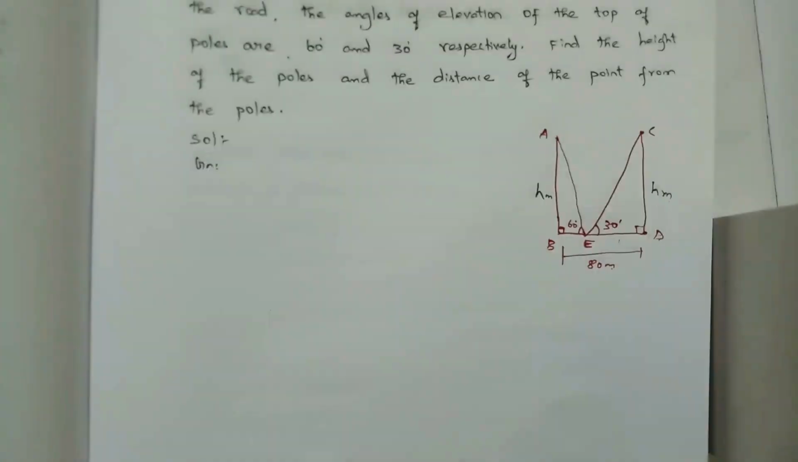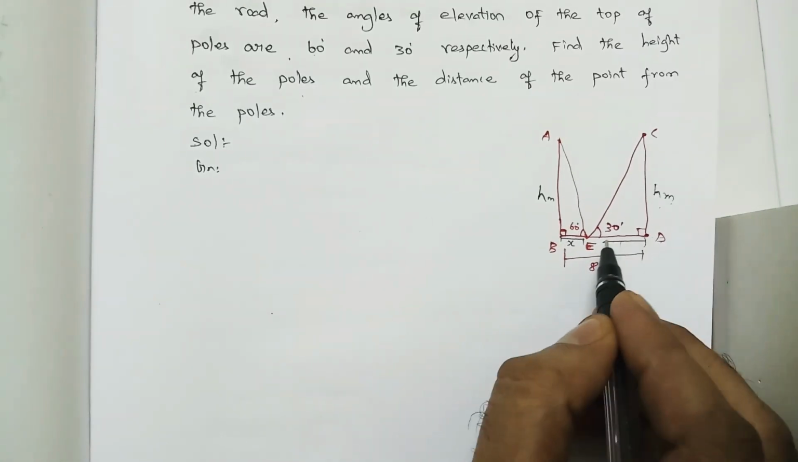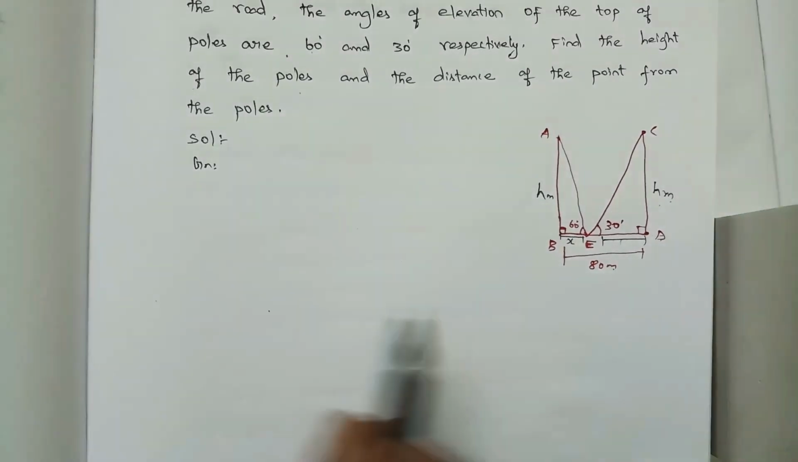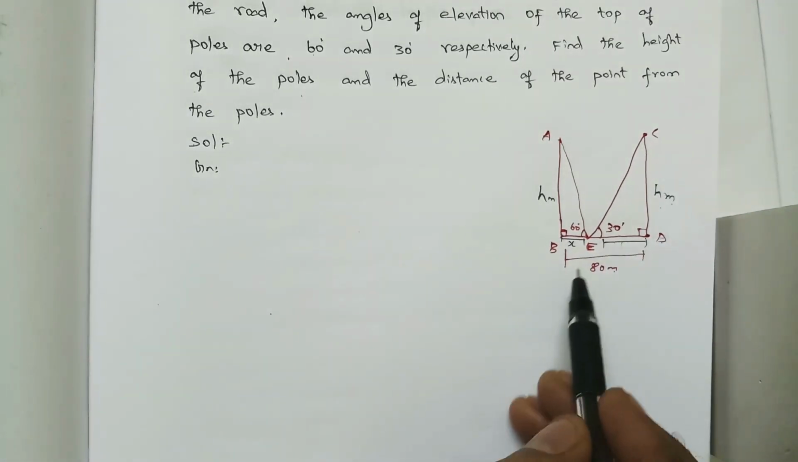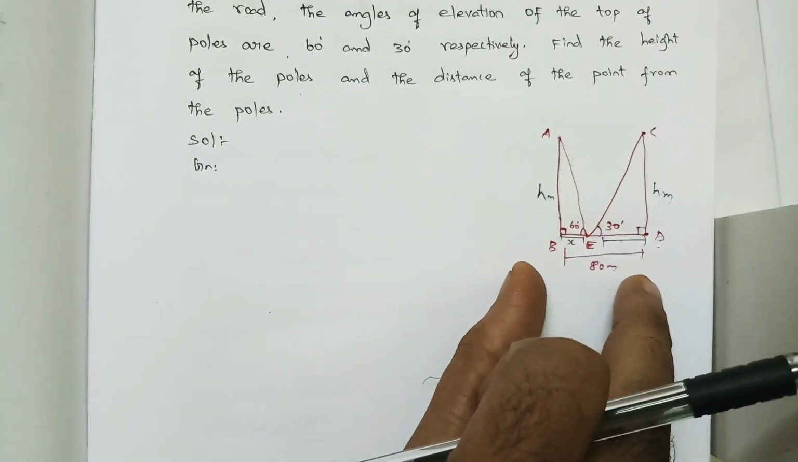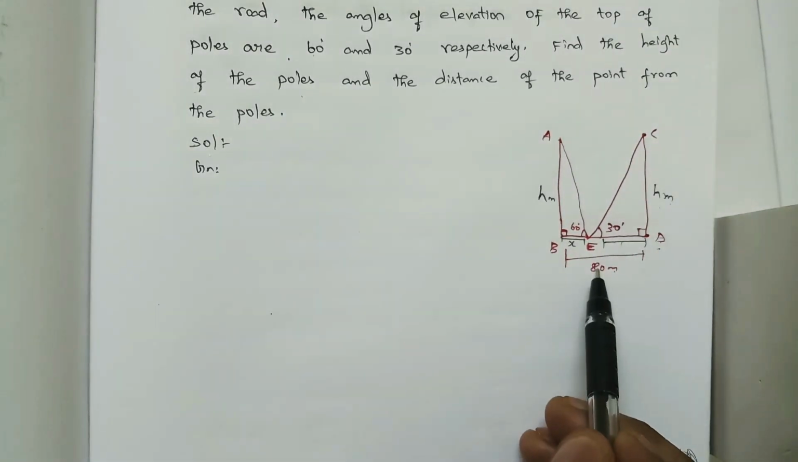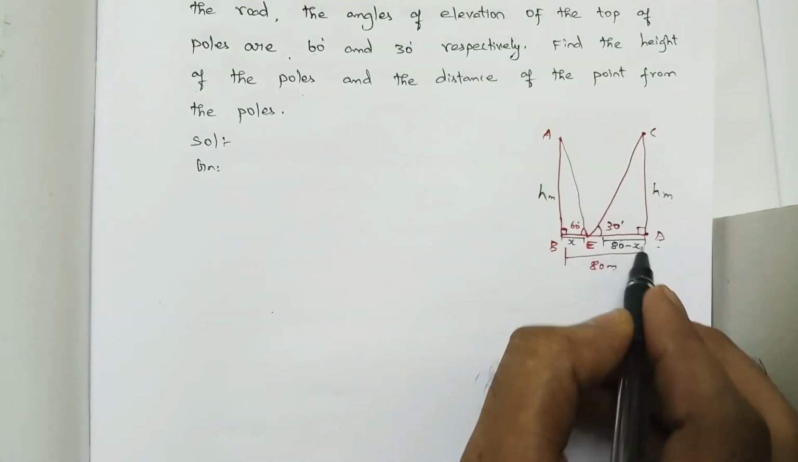So I'm just assuming that AB and CD are equal to H meter, right? And I'm just assuming that BE is equal to X meter. Then ED is equal to what? We can take Y, but instead of Y, I'm just going to assume it in terms of 80. We know that BD is equal to 80 and BE is equal to X. What is ED? Yes, BD minus BE is equal to ED, right? BD is nothing but 80. I'm just subtracting the BE part. What is the remaining part? ED is nothing but 80 minus X. So ED is equal to 80 minus X meter, right?